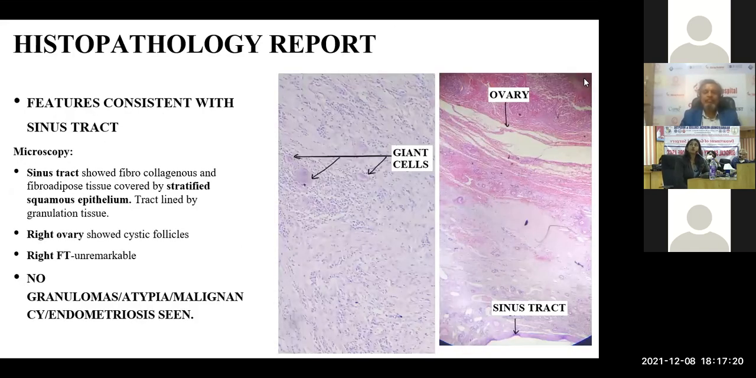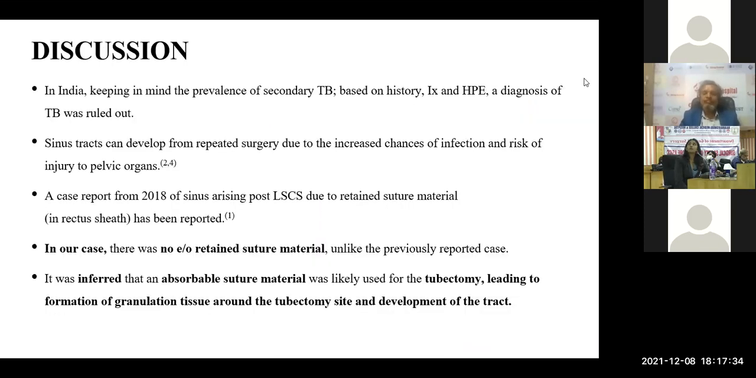Histopathology report showed features consistent with sinus tract. The tract was covered by stratified squamous epithelium. Right ovary showed no cystic follicles and right fallopian tube was unremarkable. And it showed no granulomas, atypia, malignancy, and endometriosis. In India, keeping in mind the prevalence of secondary tuberculosis, based on history, investigations, and histopath, a diagnosis of tuberculosis was ruled out.